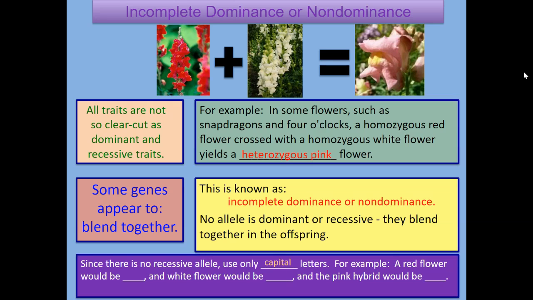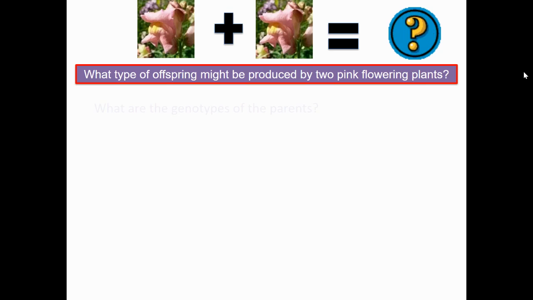Since there's really no recessive allele, we actually use only capital letters when showing the cross. For example, we would identify this red flower's genotype as capital R, while the white flower would be identified as capital W. And when crossed and creating the hybrid, that pink flower's genotype would be capital R, W. So let's do a practice cross.